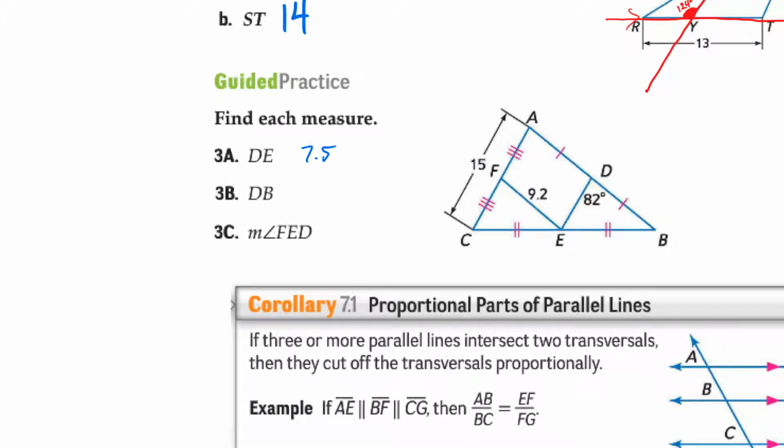All right. Next one is asking about DB, which is from here to here. 9.2, because this mid-segment is 9.2 right here. So the whole thing over here is that doubled, which would be 18.4. But DB is half of that. So really it's just congruent to this piece right here. So it's 9.2. And then angle FED is going to be 82 degrees.